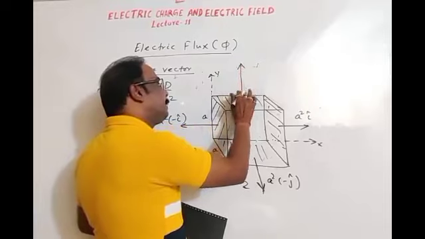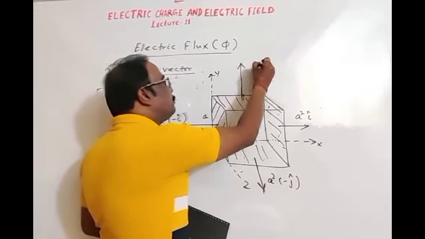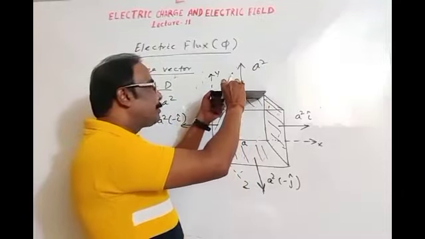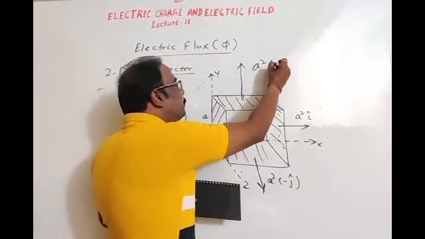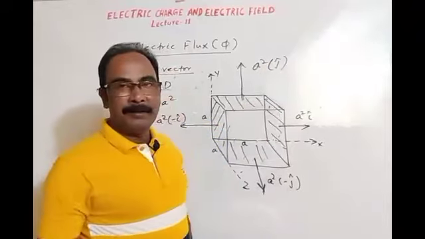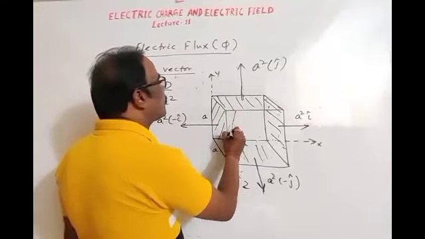For this surface area, this is in outward direction. Magnitude of area is a square. This is on the xz plane. Direction is along positive y-axis. So we may take j cap. Okay. Then about the front surface.